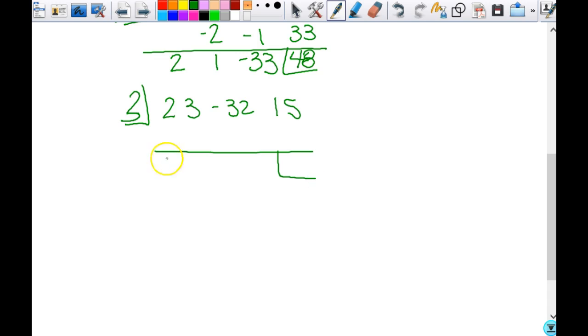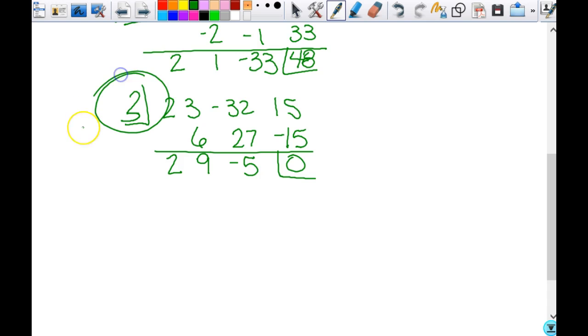All right, so I bring down the 2. So would 2 have worked if I used 2? No, you're guaranteed for it not to work because it's not even on the list, right? So 3 times 2 is 6. That gives me 9. 3 times 9 is 27, so that gives me a negative 5. 3 times negative 5 is a negative 15, so that gives me a 0. So is 3 a root? Yes. So 3 is a root.